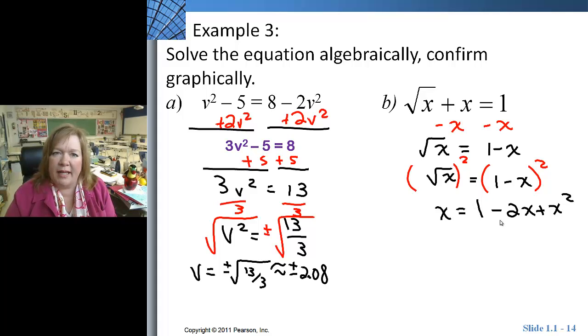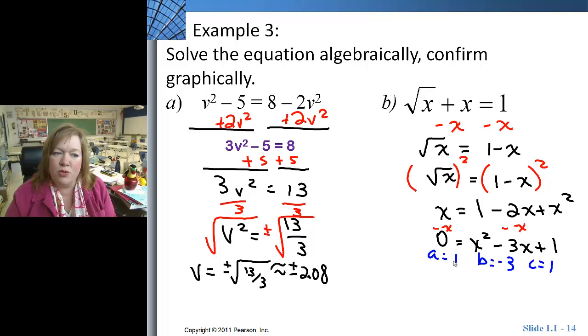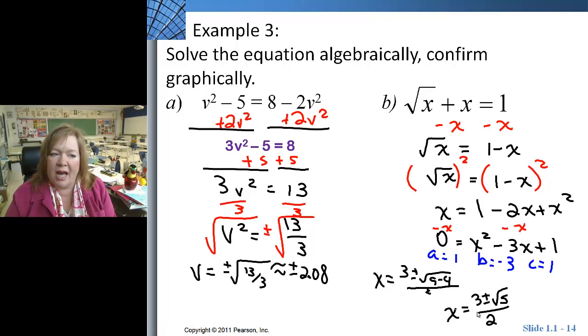Now we have a quadratic, and in order to solve the quadratic, you always set it equal to 0. So I'm going to minus x from both sides. I end up with 0 equals x squared minus 3x plus 1. Does it factor? No. That's such a shame. So we're going to have to use the quadratic formula. A equals 1, b equals negative 3, c equals 1, plug and chug. So we end up with 3 plus or minus the square root of b squared, which is 9, minus 4ac, 4 times 1 times 1. When we crank that out, we end up with 3 plus or minus square root of 5 over 2.